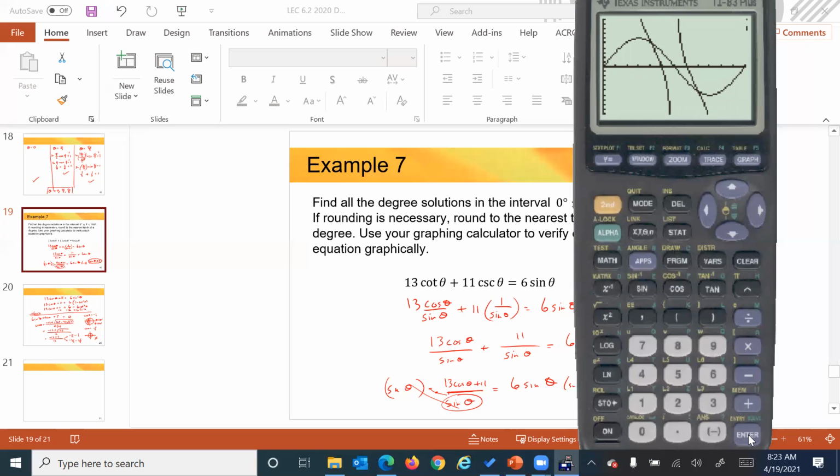Oh, it's thicker. Why is it thicker? Because you pressed enter. Oh, okay. Let me walk around. You see how it's thick? Wait, it's not thick on mine. You could have had a different graph scenario there.